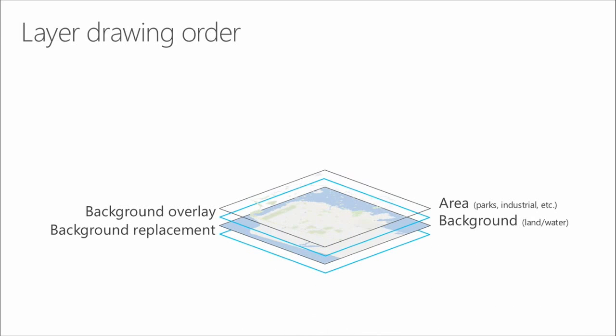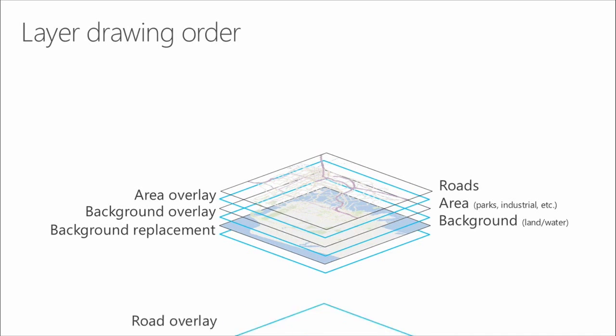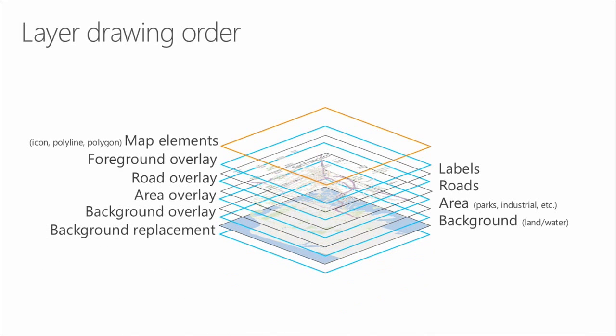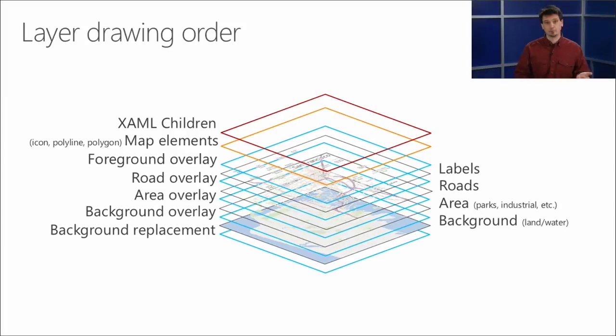On top of that is the area information, the parks, industrial areas. Then we give you an area overlay in case there's any area information that you want to add to the map. Then we'll draw the roads. Then you draw your own roads. Then the map renders the labels. Then you can add a custom foreground overlay, and finally on top, the map renderer draws all those map icons and the map polygons and the map polylines. The XAML renderer comes along at the very end and draws on top of the actual map rendering the XAML controls and children that you've defined inside that map items control.